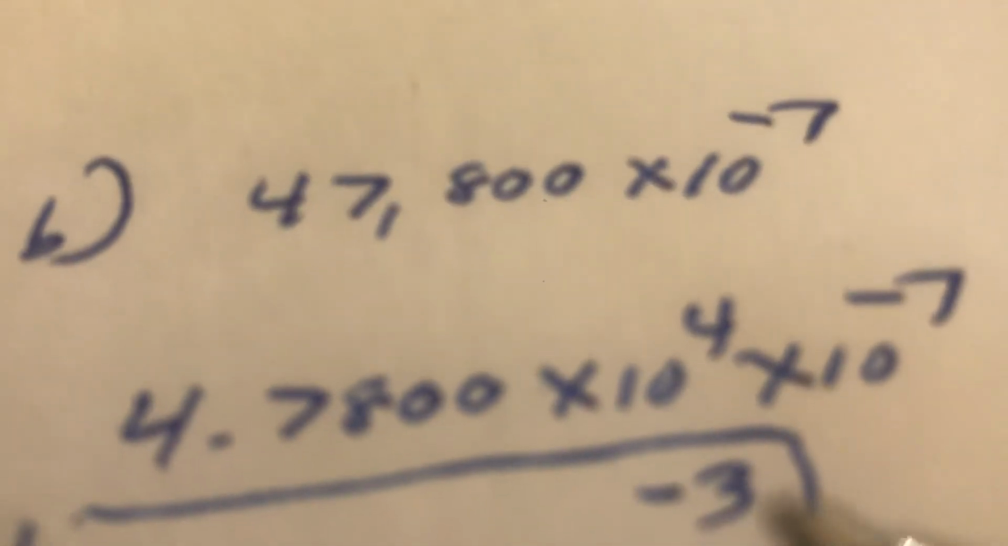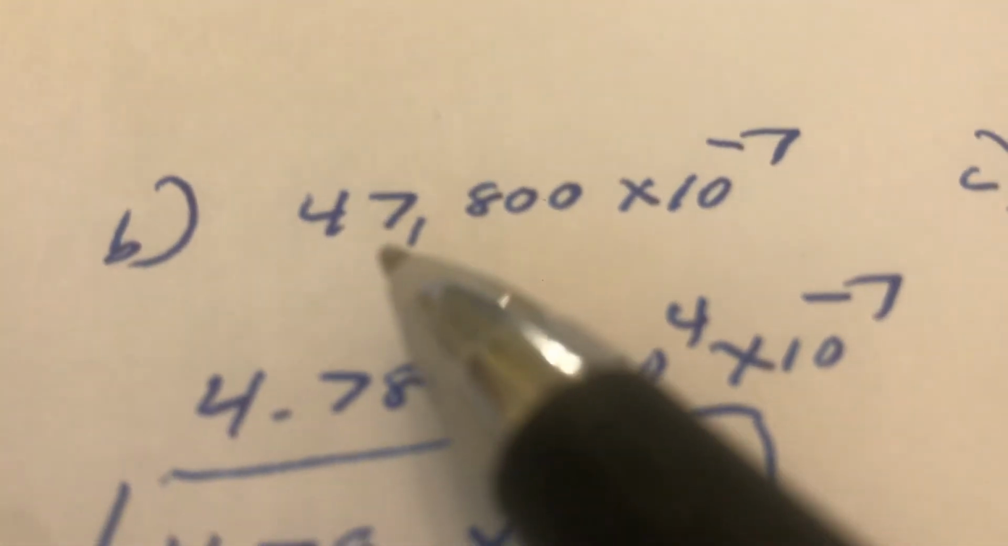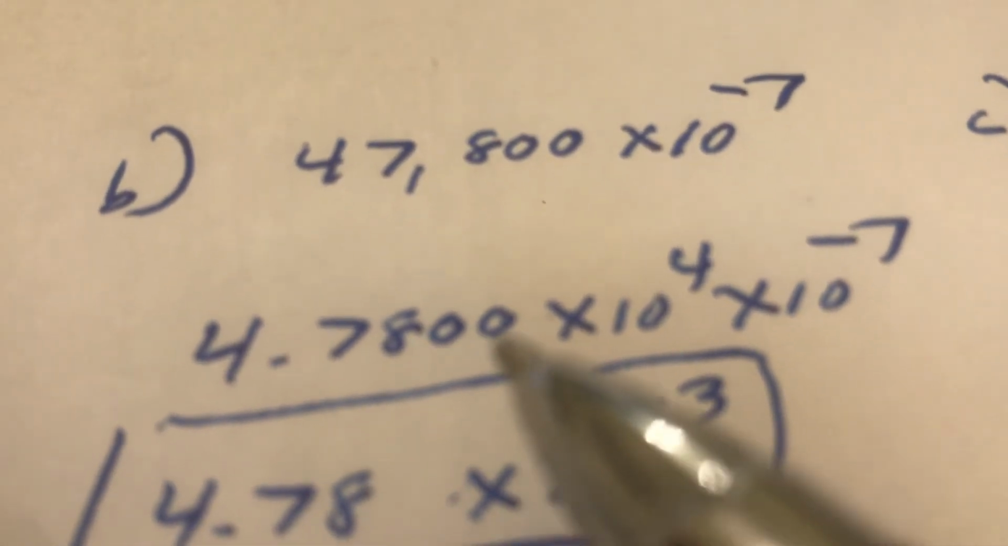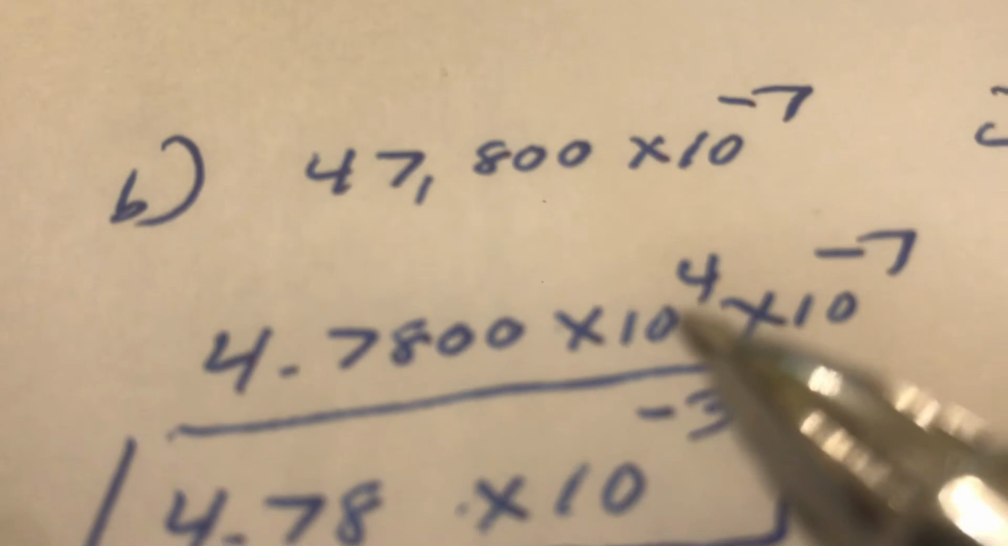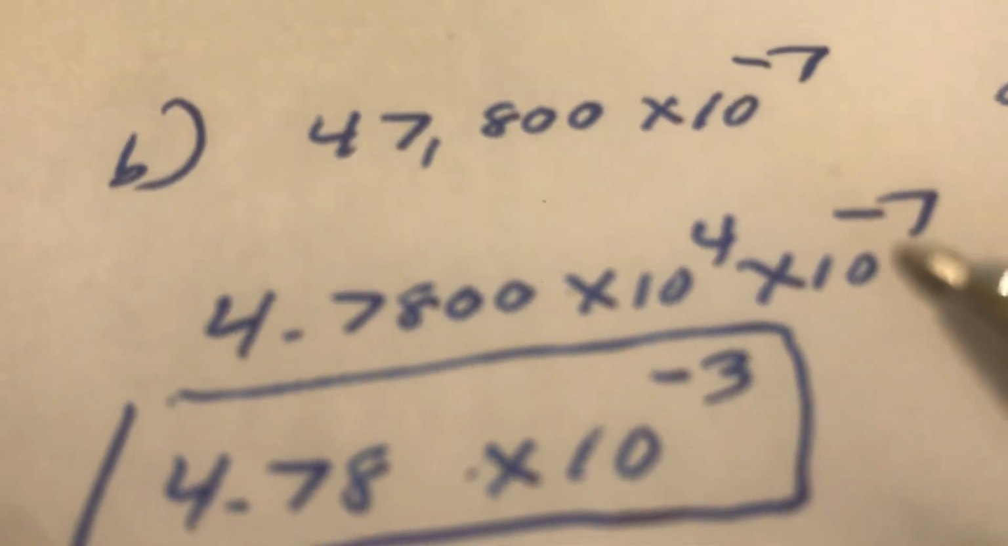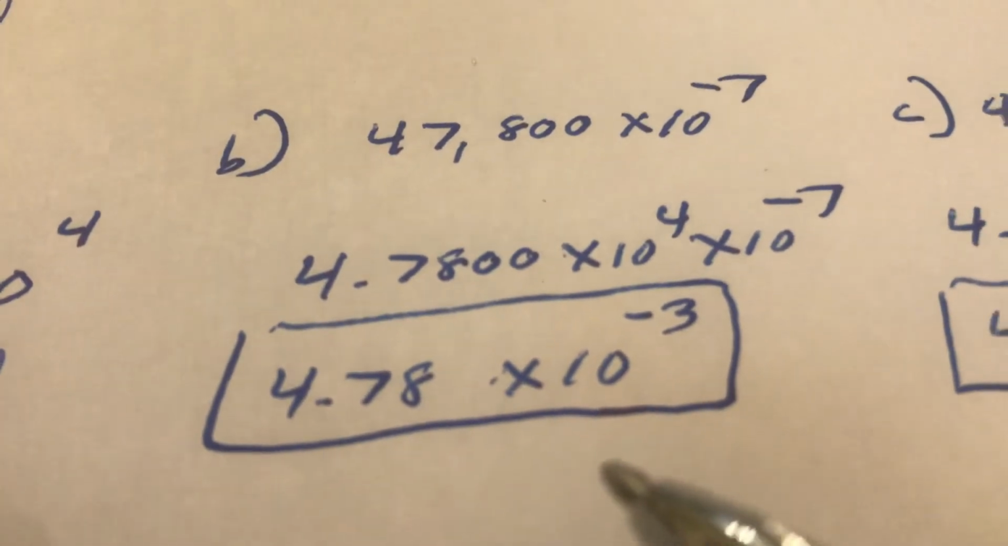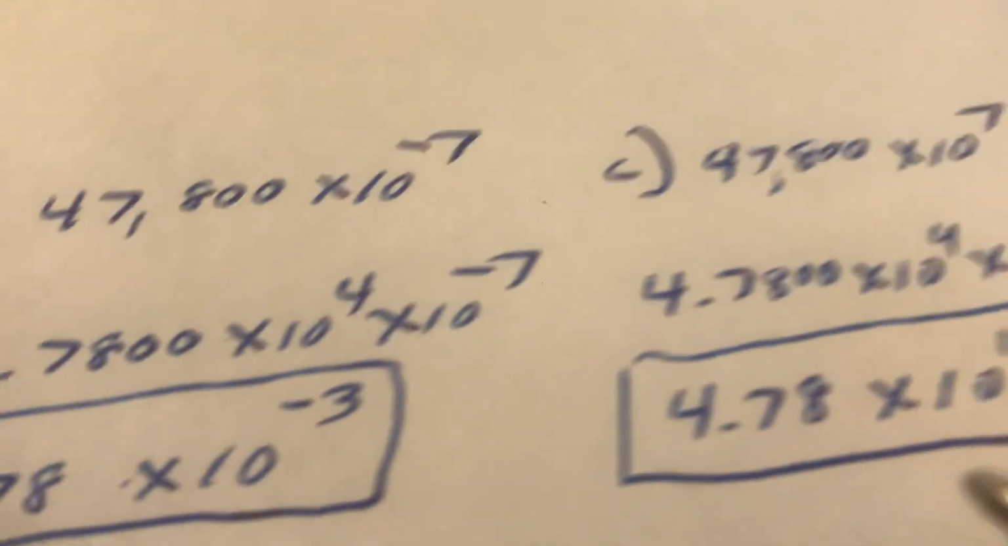Same thing here, when we're combining, the decimal must be between the 4 and the 7. So it's 4.7800 times 10 to the 4th times 10 to the negative 7. You add the exponents. And you get rid of the 0. So 4.78 times 10 to the negative 3.